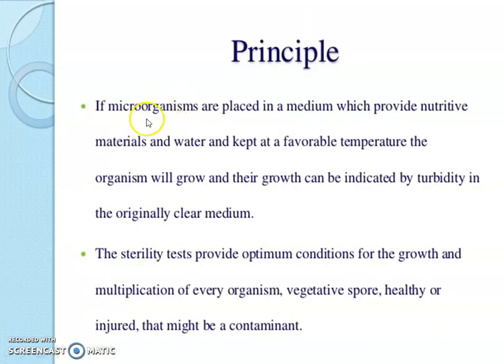The principle is, if microorganisms are placed in a medium which provides nutritive materials and water and kept at a favorable temperature, the organisms will grow and their growth can be indicated by turbidity in the originally clear medium. The sterility test provides optimum conditions for the growth and multiplication of every organism's vegetative form and spore, healthy or injured, that might be a contaminant.